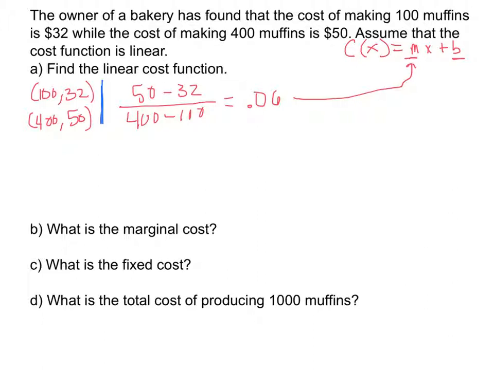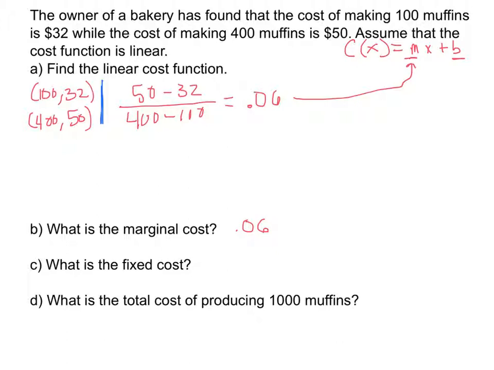So we can actually now answer the next question. What is the marginal cost? The marginal cost is 6 cents. Now it wants to know what is the fixed cost. How much does it cost to get this bakery set up in the first place? Well, the problem is we don't know b.